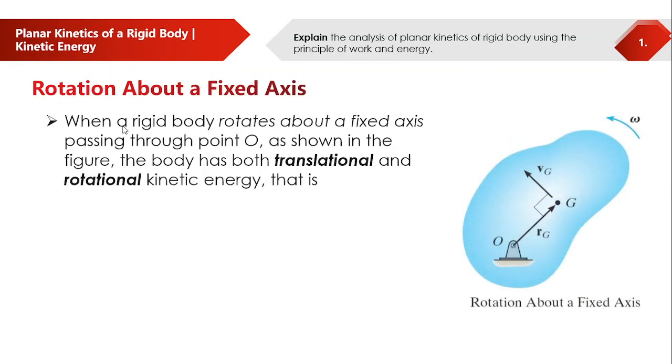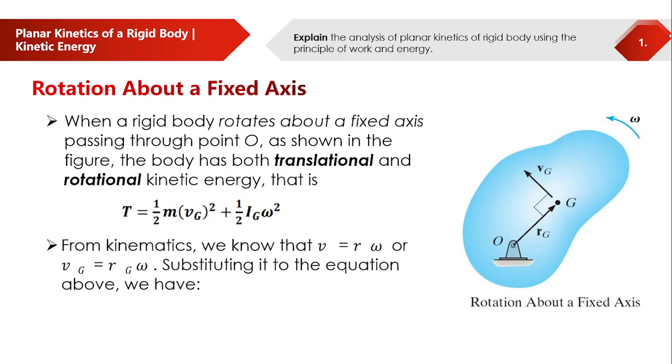Okay? So, how about rotation about the fixed axis? So, when a rigid body rotates about the fixed axis, passing through point O, as shown in the figure, the body has both translational and rotational kinetic energy. So, that is, eto na yung gagamitin natin, yung dinerive natin. Given that your velocity is at the body center of mass, so makukuha natin yan. So, ito yung gagamitin natin, what we have derived, no? After we put some special cases, yung mga na-apply natin yung what if yung point P natin is na coincide sa G, ito yung na-derive natin.